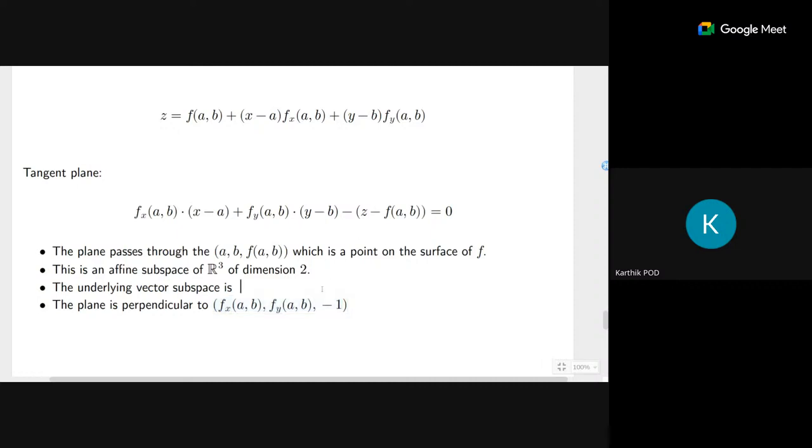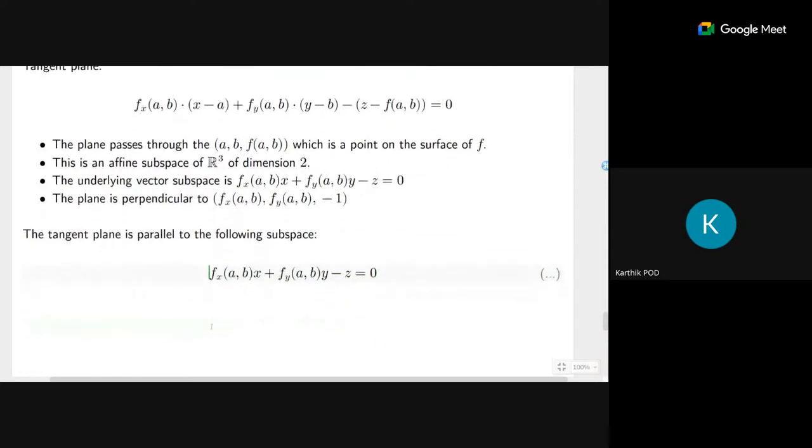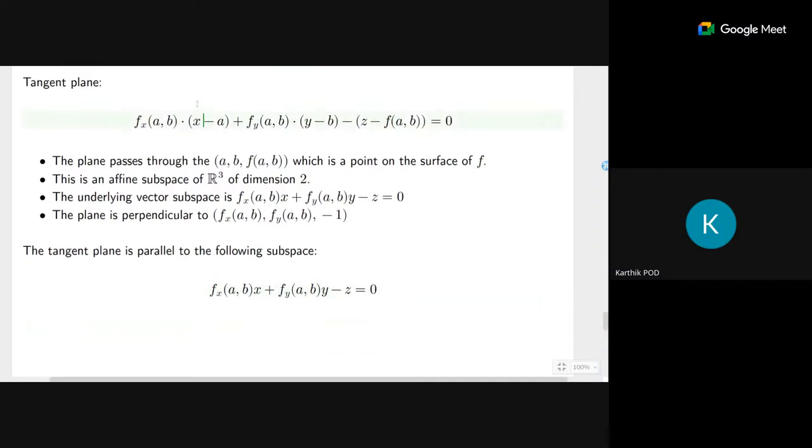So the underlying vector subspace is what? It's actually this one: fx of a b times x plus fy of a b times y minus z equal to 0. So what have we done? The tangent plane is parallel to the following subspace, the one I've written here. Do you all see how we can get hold of this particular subspace? You just need to focus on the coefficients of x, y, and z, that's all.